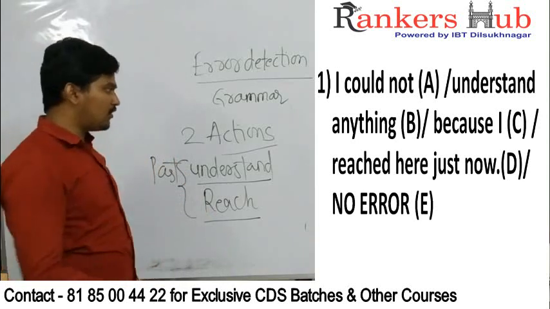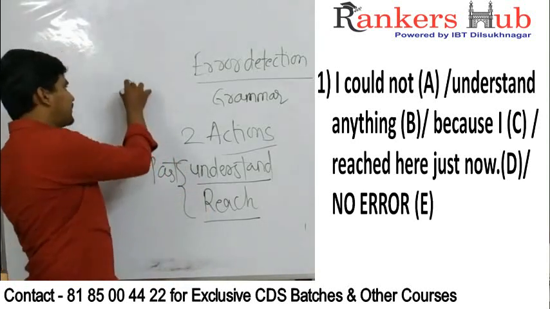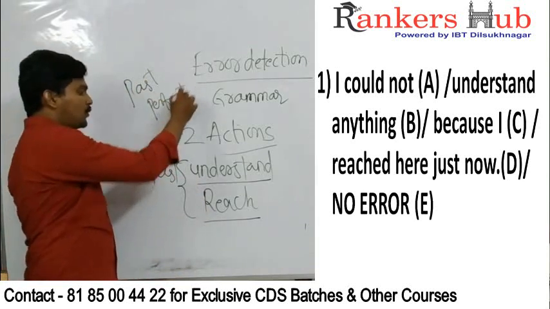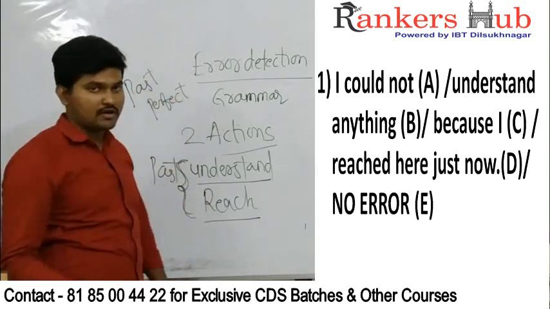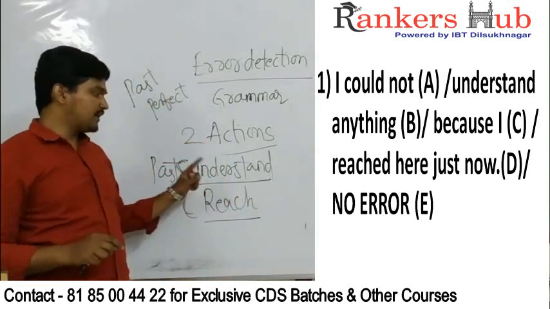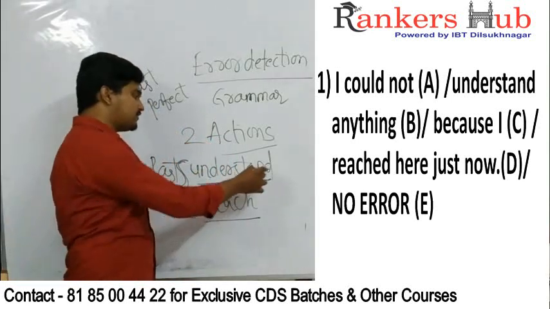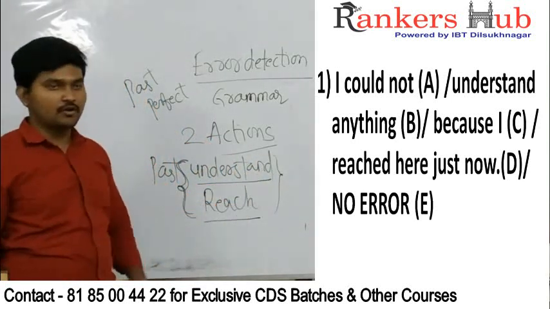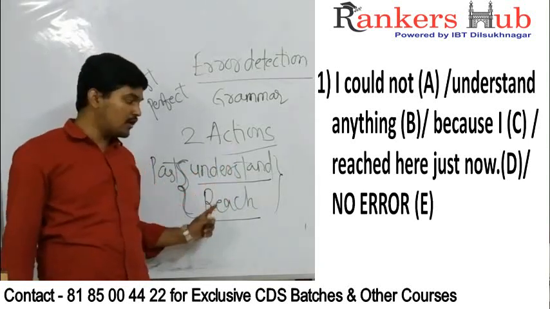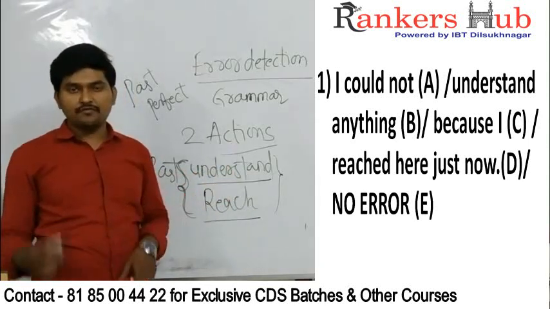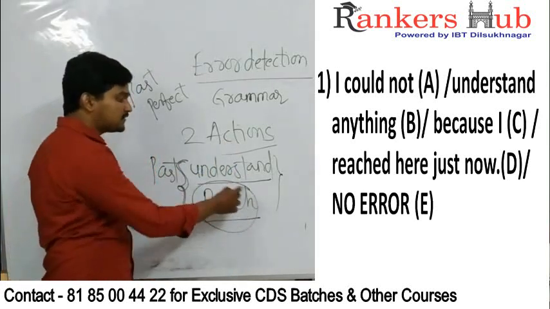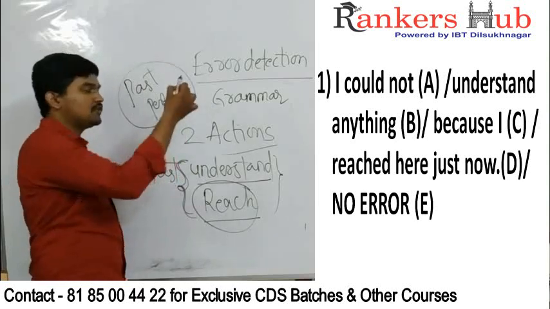Now there is a rule of English language of past perfect tense. The rule says that when there are two actions in the past, when two actions are completed, you have to take the action which is getting completed first between these two actions. Which one is getting completed first: understanding or reaching? If one action is getting completed before the other, you have to spot that one and keep that action in past perfect tense. That is a standard rule.